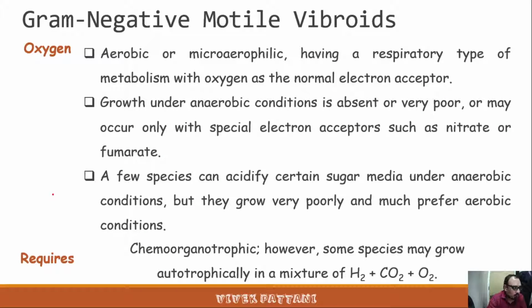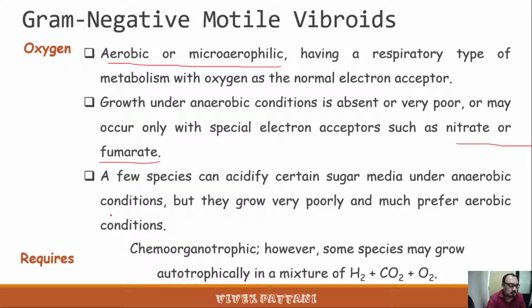Now oxygen. Some are aerobic or some are microaerophilic and have a respiratory type of metabolism with oxygen as a normal electron acceptor, as most of them are aerobes. Growth under anaerobic condition is absent or very poor, and can only occur when specialized electron acceptors such as nitrate or fumarate are used.